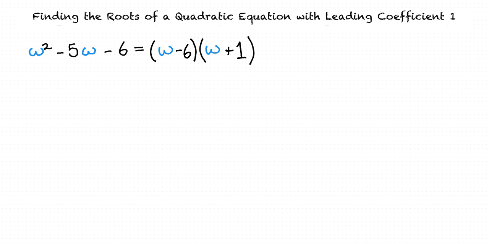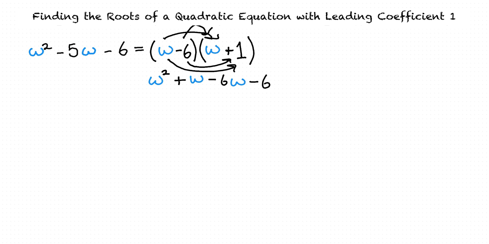Using the FOIL technique, we'll first multiply w times w to get w squared. Next we'll multiply w times 1 to get plus w. Next we multiply this -6 times w, and that gives us -6w. And finally, we multiply this -6 times 1 to get -6. This is what it looks like when we multiply these two binomials together.